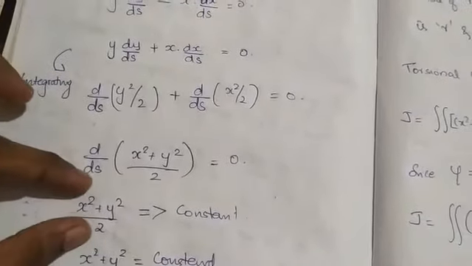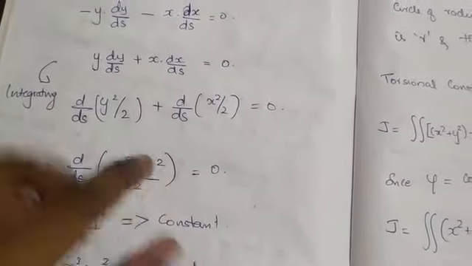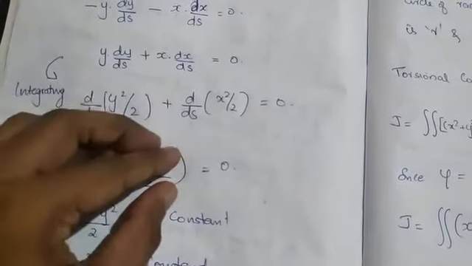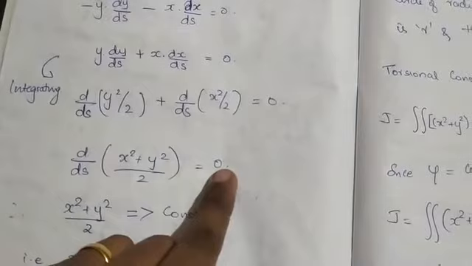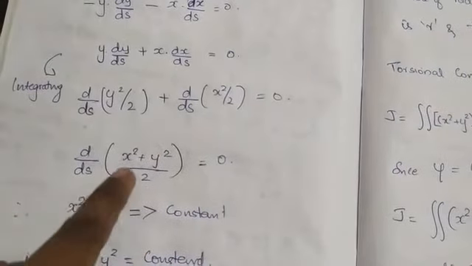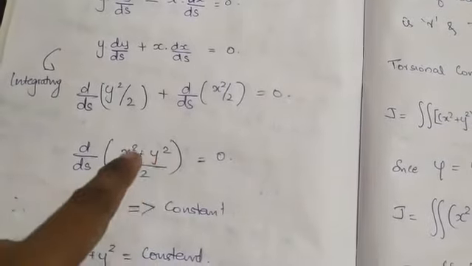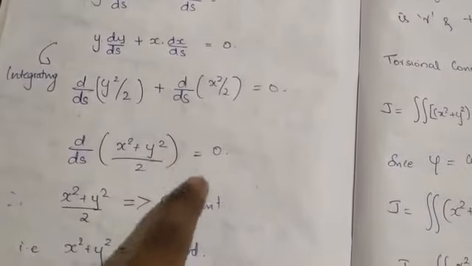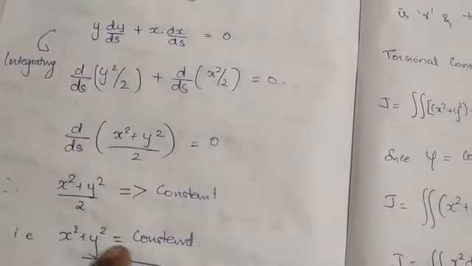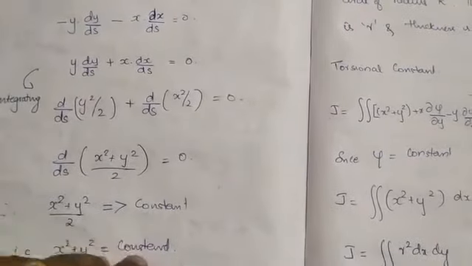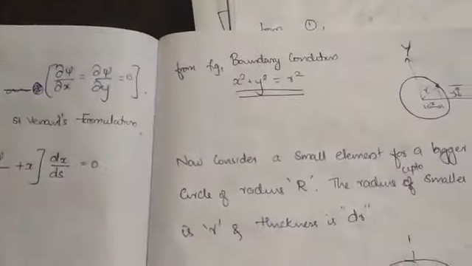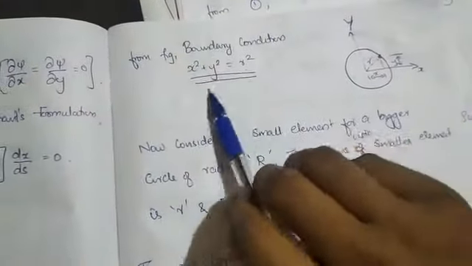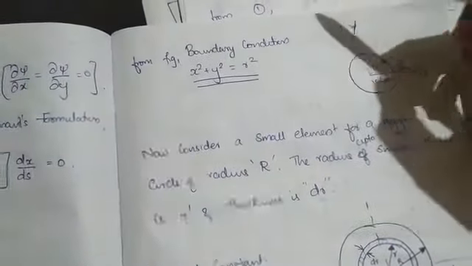Now here you can see that since a term differentiated with respect to s gives 0, this term should be a constant. There is no change in this. So (x square plus y square) by 2 becomes a constant, which means x square plus y square will be a constant. You know that the general equation for a circle is x square plus y square is equal to r square. You already know that, right?